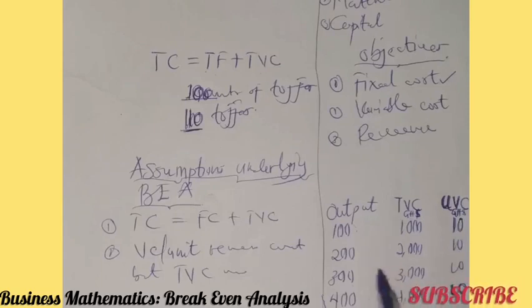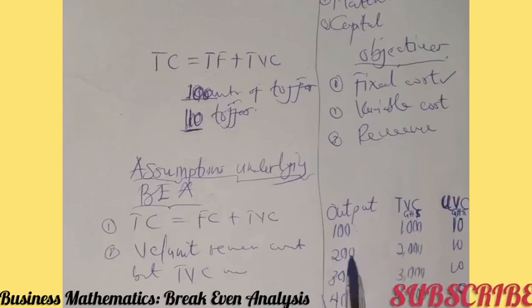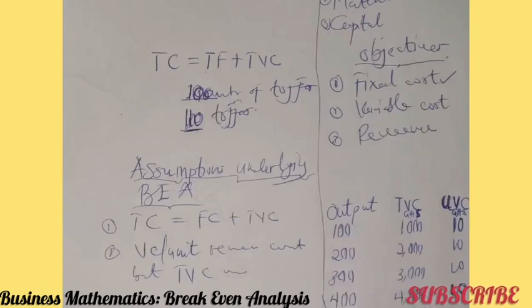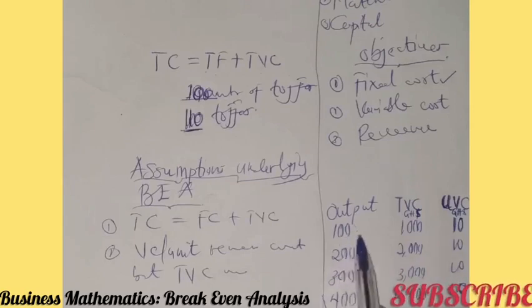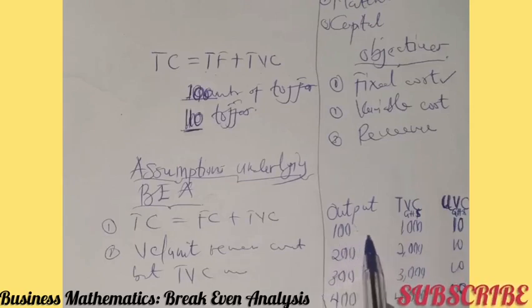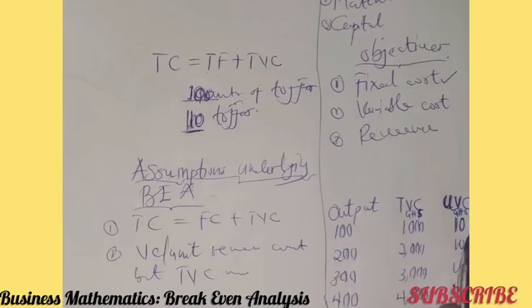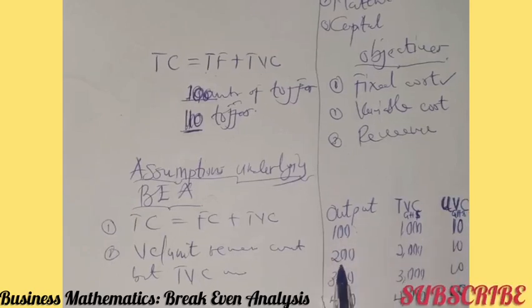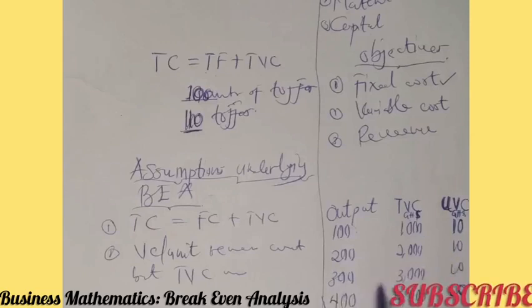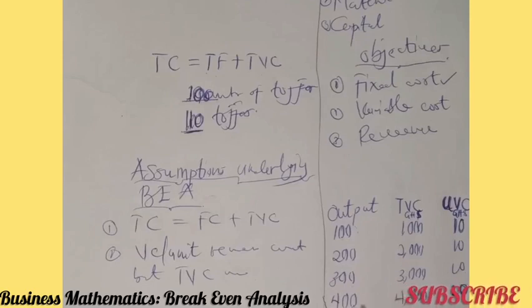So let's see. I have 100, I'm having a total of 1,000. I have 200, I'm having 2,000. 300, I have 3,000. 400, I'm having 4,000. How do you find unit variable cost? Unit variable cost can be found per each activity level with respect to the total variable cost. If I divide 1,000 by 100, I'm going to get 10. If I divide 2,000 by 200, I get 10. If I divide 3,000 by 300, I get 10. If I divide 4,000 by 400, I get 10.